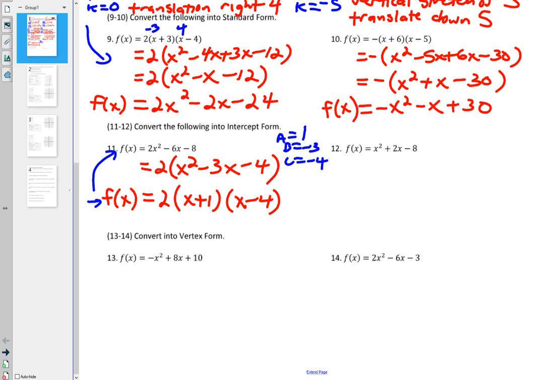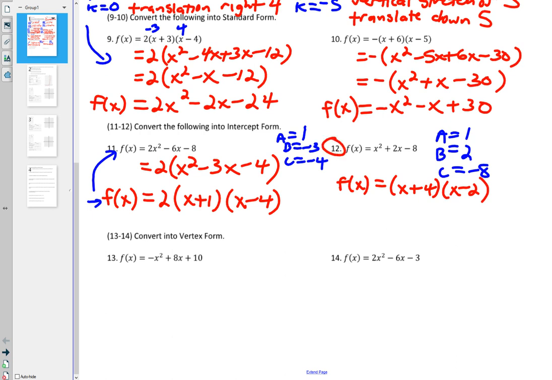This number 12 is easier because there's no greatest common factor, so it's just a question of what two numbers multiply to give you -8 and add up to 2. +4, -2, yes. So f of x is equal to x plus 4 and x minus 2. Sam, now that this is in intercept form, if I were to ask you where this is going to cross the x-axis, what would you tell me?